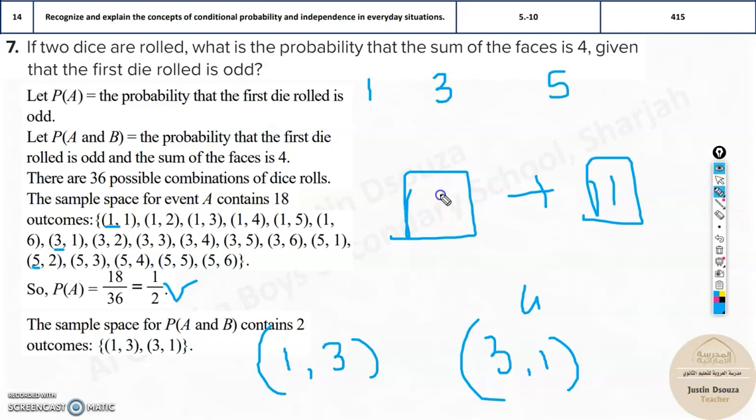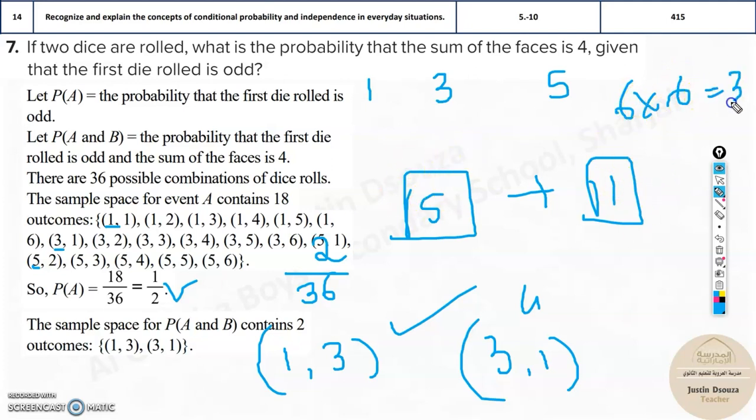No, I can't use this because 5 exceeds 4. So there are only two possibilities. Two possibilities out of how much? When you roll two dice, it is 36 possibilities in total, right? 6 times 6. There are 6 possibilities in the first die, 6 in the second. So it is 36 total possibilities, whereas 2 are the ones which we want.